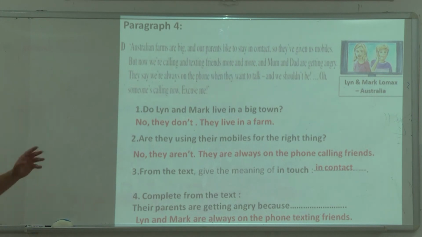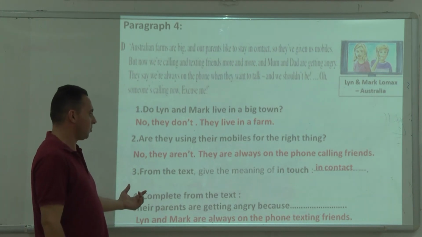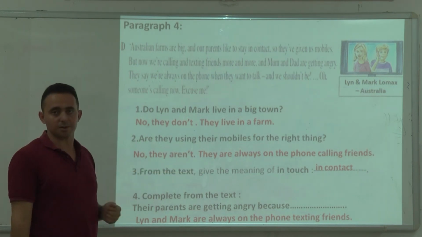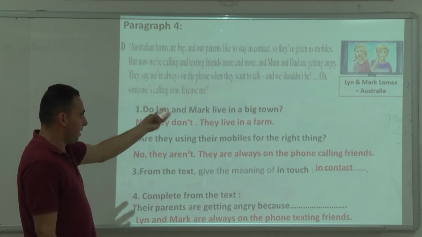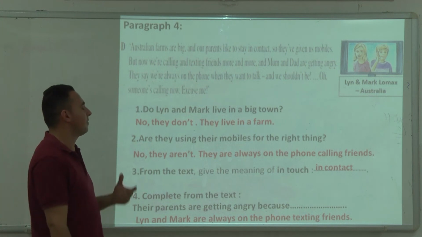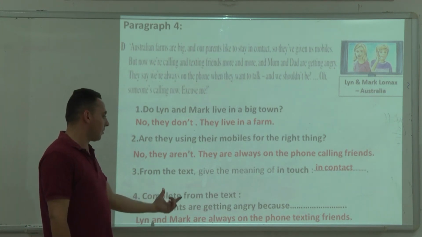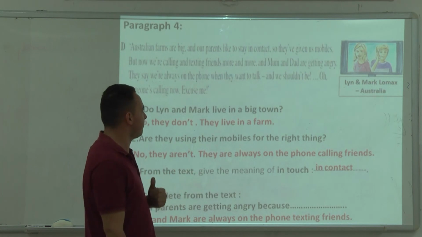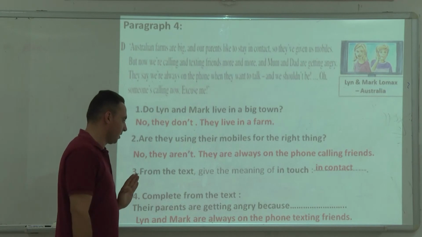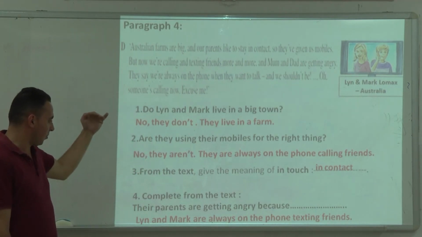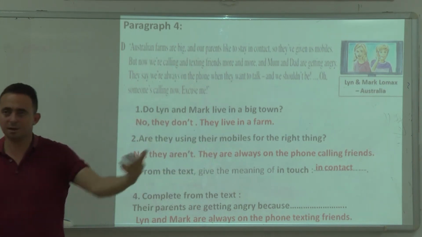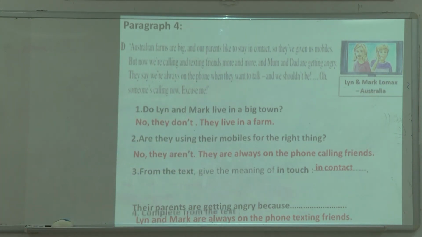Now complete from the text. We have a sentence and we are going to complete it from the text. Their parents are getting angry because... Lee and Mark's parents are getting angry because of what? Very good, because they are always on the phone texting friends. So the answer, they are always on the phone texting friends. إذن ليش آبائهم أو والديهم غاضبين؟ Because they spend their time texting and calling friends. This is the answer.